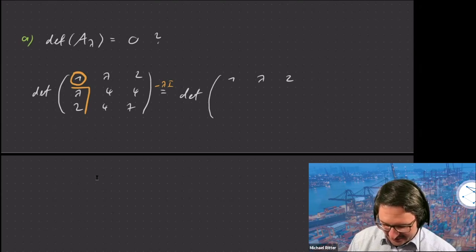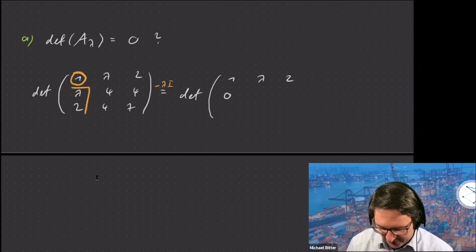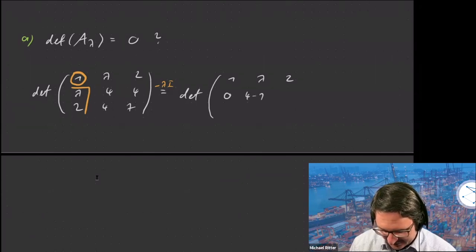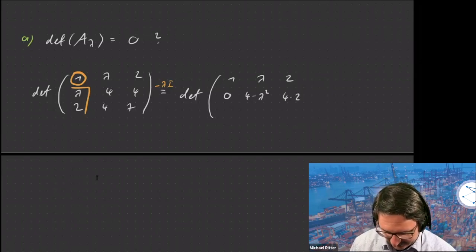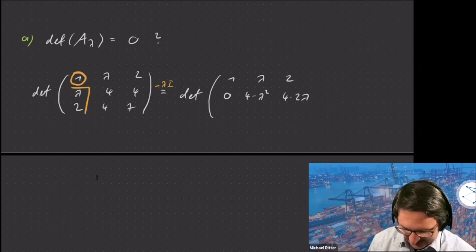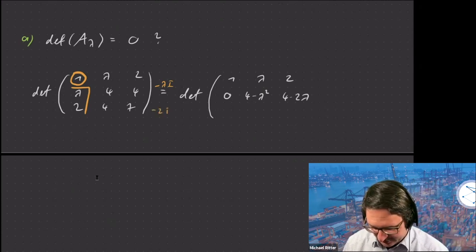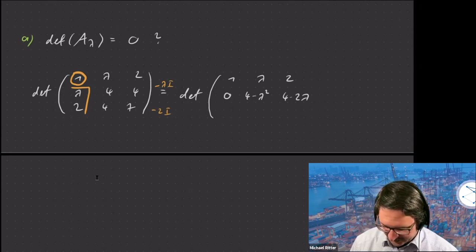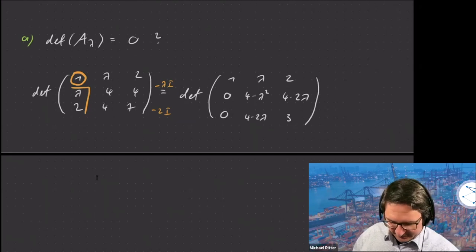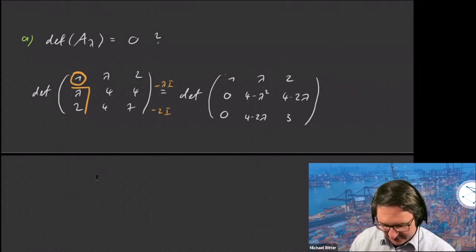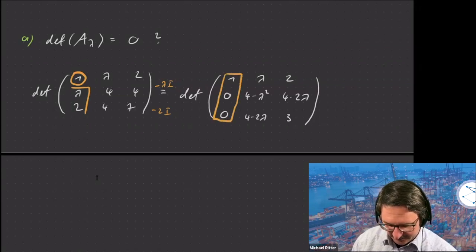And that would be lambda minus lambda, that is zero. Then I get 4 minus lambda times lambda, so 4 minus lambda squared. And here I get 4 minus 2 lambda. And for the last row, I could just subtract 2 times the first row. And that yields a 0 here, a 4 minus 2 lambda here, and a 7 minus 4, that's just 3. And so now I have two zeros in that first column.